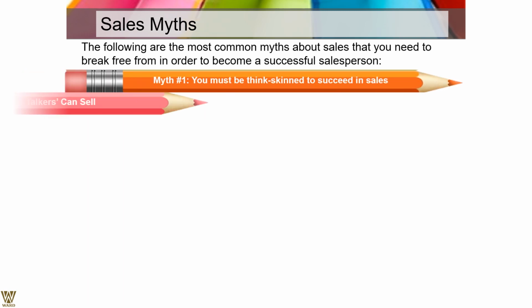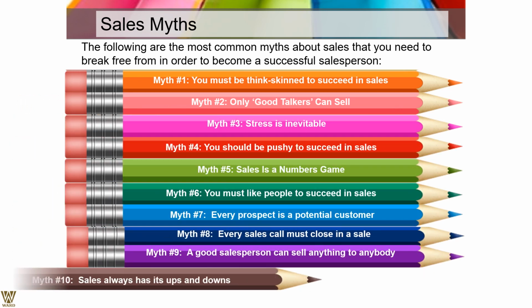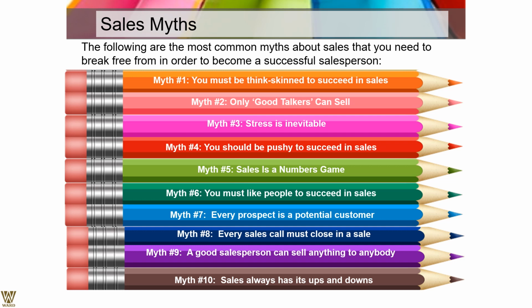The sales myths. Myth one: you must be thick-skinned to succeed in sales. Absolutely wrong. Myth number two: only good talkers can sell. Again, absolutely wrong. People can sell if you have a good product, good quality, if you are reputable, if you're dependable. There are no flaws as far as transactions are concerned. Myth three: stress is inevitable. If you are transparent enough, there is no stress.